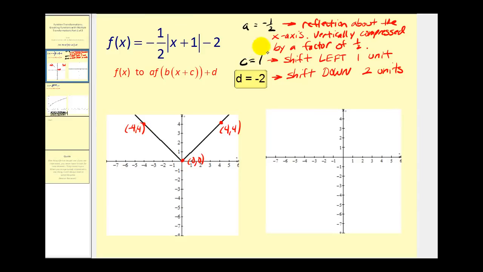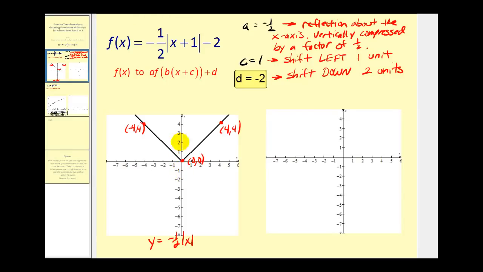Next, we'll first graph the reflection and the vertical compression. So we're going to graph y equals negative 1/2 times the absolute value of x. Remember, when a is equal to negative 1/2, we can take these points on the parent function, multiply the y-coordinate by negative 1/2, and leave the x-coordinate the same, and that'll give us points on the transformed graph.